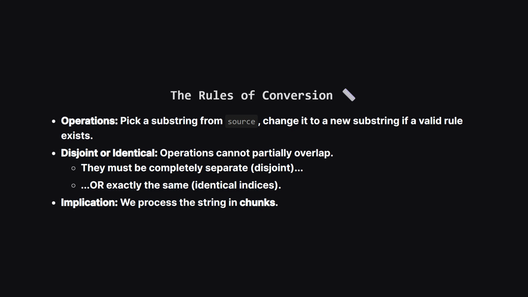The rules for applying these changes are crucial. We are allowed to perform as many operations as we want, but they must either be completely separate, meaning they don't overlap at all, or they must be exactly identical, covering the exact same indices. Practically speaking, this means we can treat the string as a series of disjoint chunks. We just need to figure out the best way to chop up the string so that every chunk can be converted to the target at the lowest possible cost.